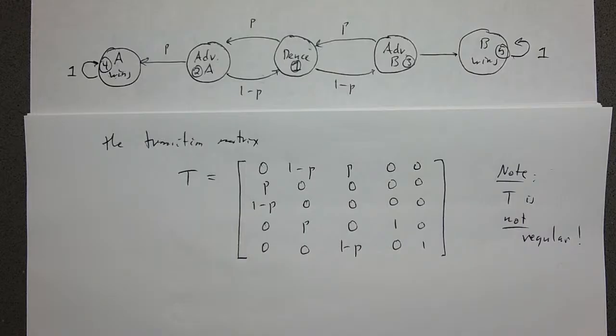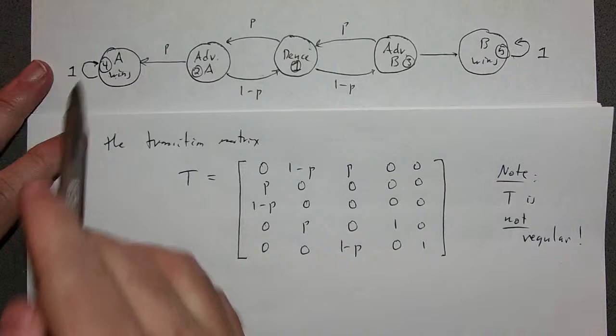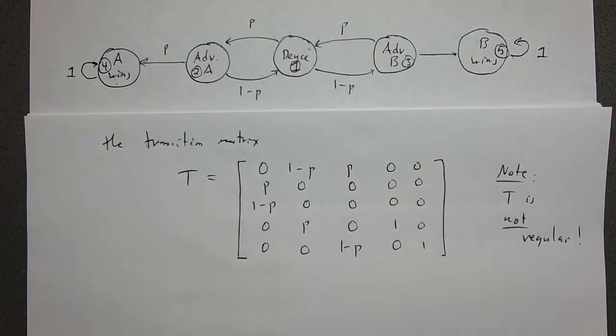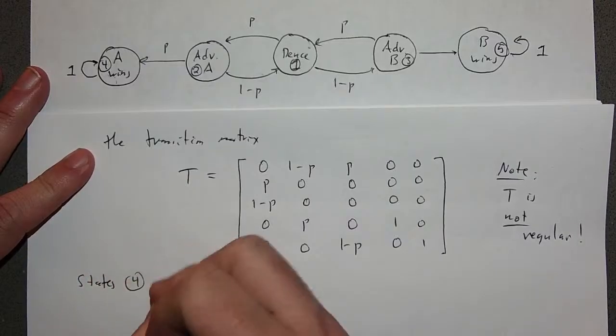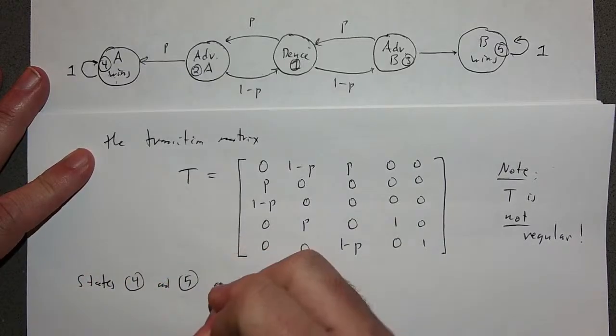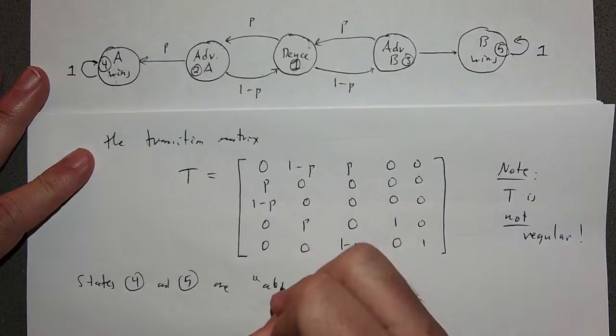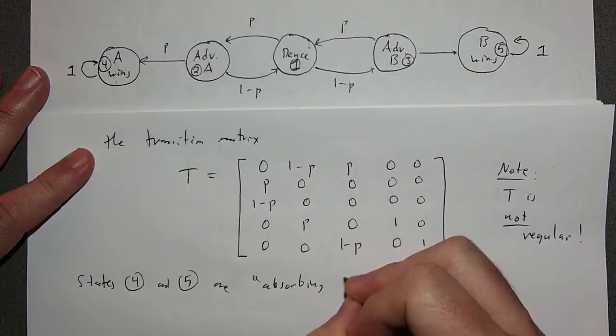So how do I cope? Well, let's just see what happens, right? So states 4 and 5 are states that once you enter them, you cannot leave. Okay, so it's impossible to leave once you get there. These are what we call our absorbing states. So states 4 and 5 are called absorbing states.